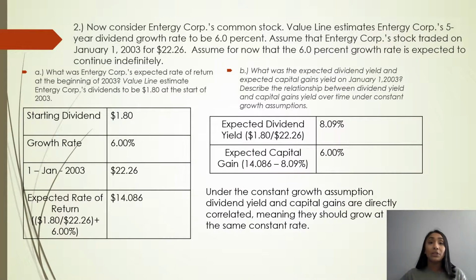Question 2B is asking for the expected dividend yield and capital gains yield on January 1st, 2003 using this information. To calculate the dividend yield, you must first divide the dividend of $1.80 by the price per share of $22.26 to get 8.09%. Then to find capital gains, you would subtract the dividend yield from the expected return of 14.86% to get 6%.